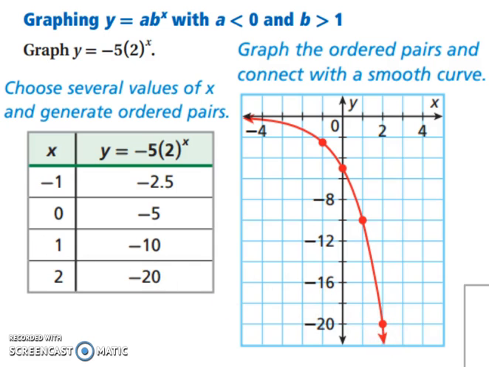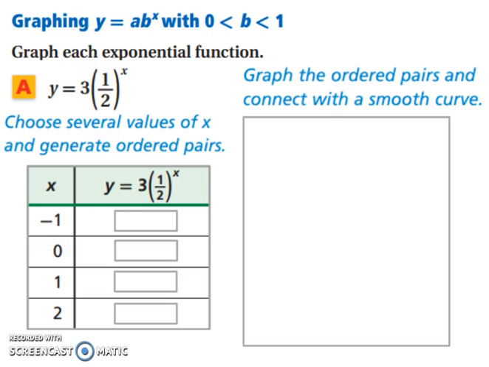Well, now what happens when this b value is less than 1? So take a moment and fill in your table of values. When you return, the values will be revealed.